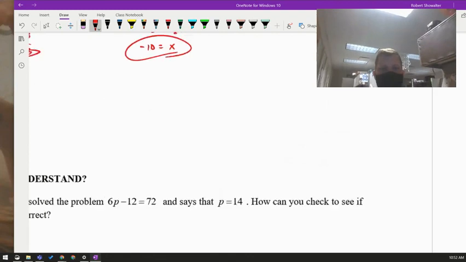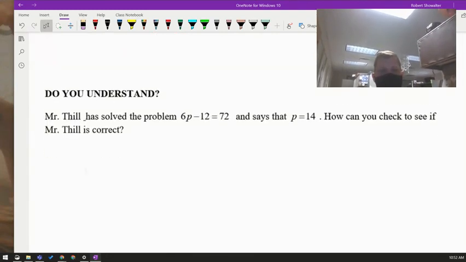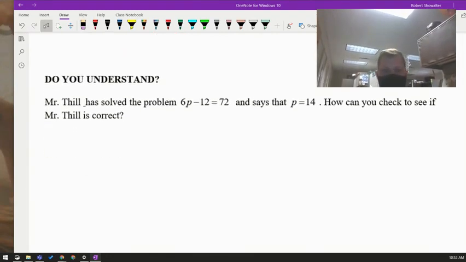Let's go to the last question. All right, Mr. Thill has solved the problem 6p minus 12 equals 72 and says that p equals 14. How can you check to see if Mr. Thill is correct? We'll address that when you guys are back in class tomorrow, because I want to hear your explanation, your answers in person. So hopefully think about that and ponder that, ruminate on that, and we'll see you tomorrow.